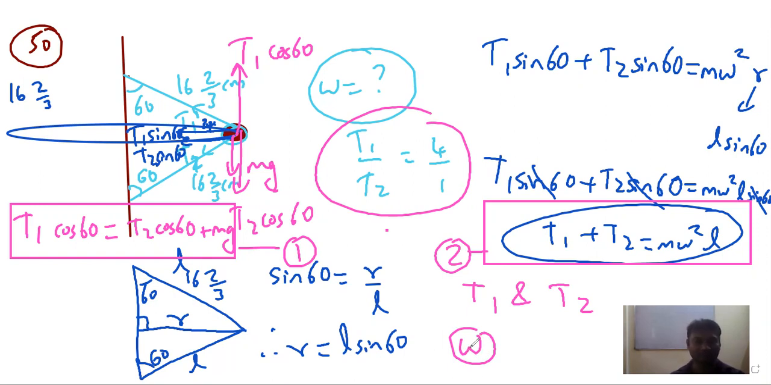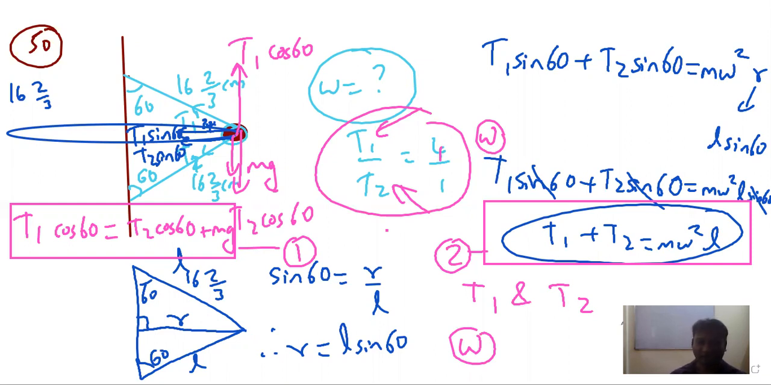Okay. So I hope you understood this concept. Equation 1, equation 2, solve for T1 and T2. On solving, we'll substitute the value of T1 here, T2 here, and equate it to 4/1. That will give us the value of omega. So that is how we find the value of angular velocity of the block in this case.